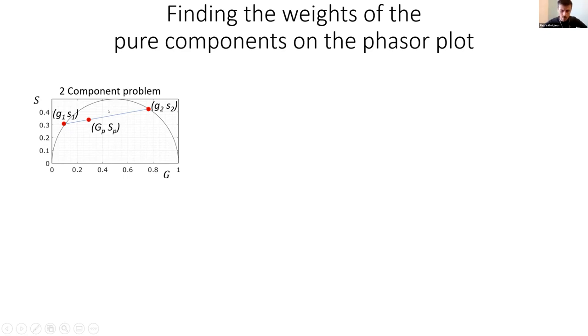So for the 2-component problem, you have some data, and the 2 equations that we wrote before, saying that the sum of the G, weighted by the fraction of each of the 2 components, should give you the G of your measured data. The same applies for the S, and you know that the fractions should add up to unity. So if you're getting 1,000 photons in this point here, and you're getting 900 from the one on the left, you need to be getting exactly 100 from the one on the right, if it's a 2-component problem, that is.